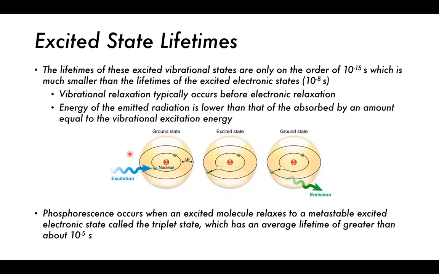by an amount equal to the vibrational excitation energy. So excitation goes like this, the ground state, we have the excited state, ground state again. So excitation has the electron go from a lower energy state to a higher energy state, so from there to there. Then emission goes back from there to there. So phosphorescence occurs when an excited molecule relaxes to a metastable excited electronic state called the triplet state, which has an average lifetime of greater than 10 to the minus 5 seconds. So much longer.